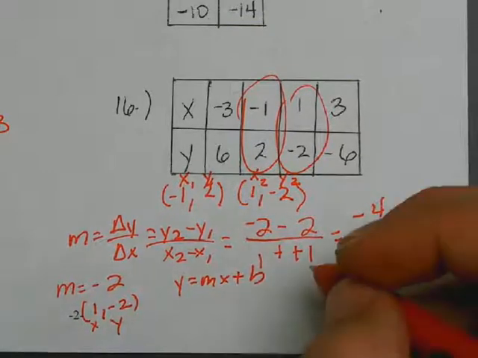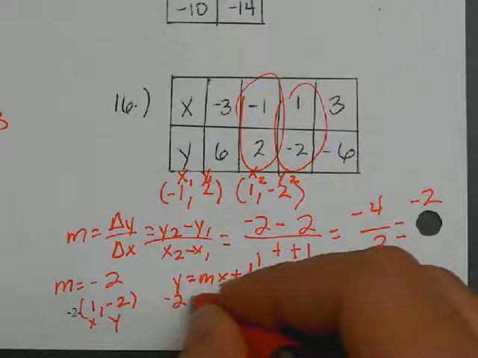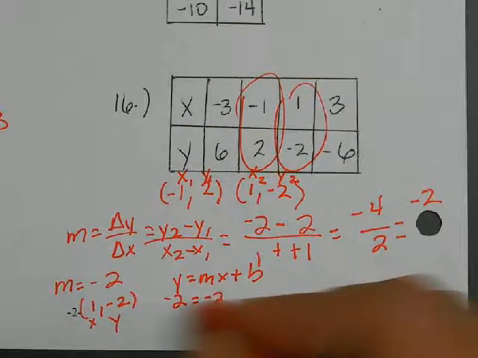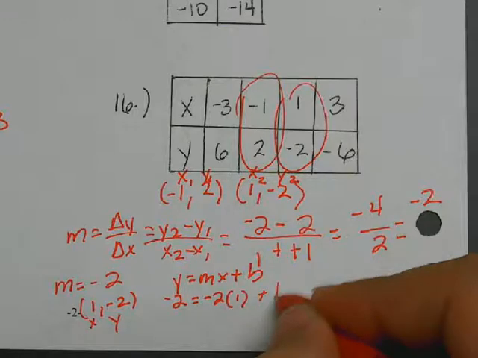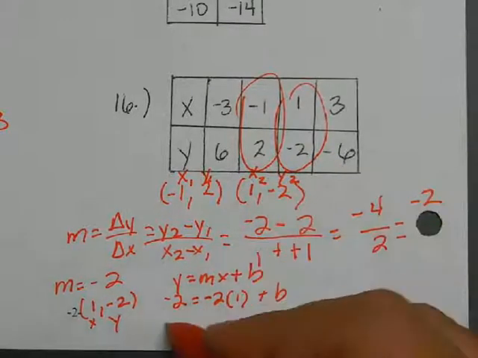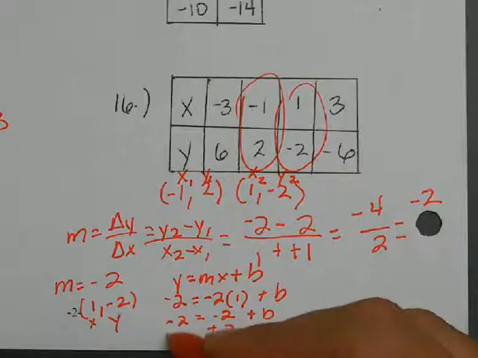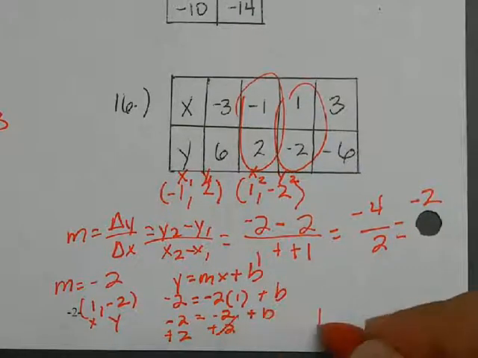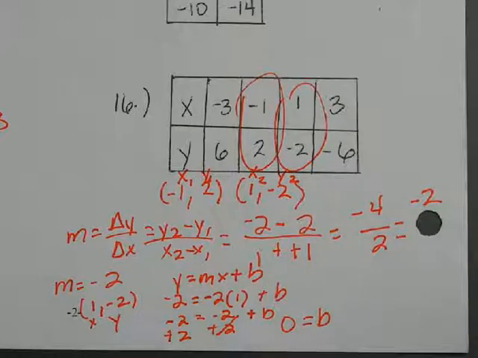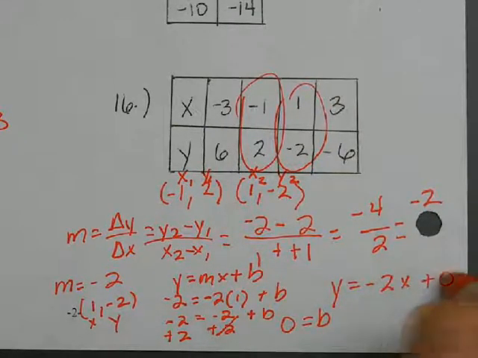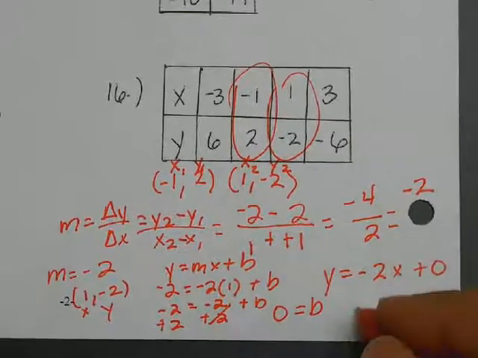And that leads me to -2 equals, that's my y. My m is -2 as well. So -2, and then my x is 1 plus b. So then I'm going to say -2 equals -2 plus b. I add 2 to both sides. -2 plus 2 is 0. b equals 0. So my final equation would simply be y equals -2x plus 0. But I don't have to say plus 0, so I just say y equals -2x.